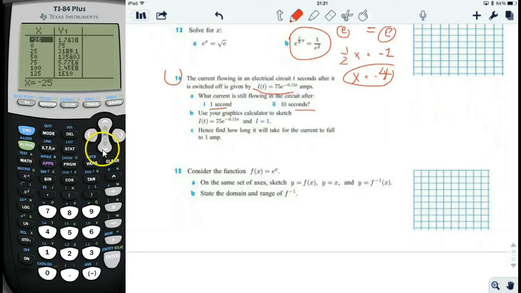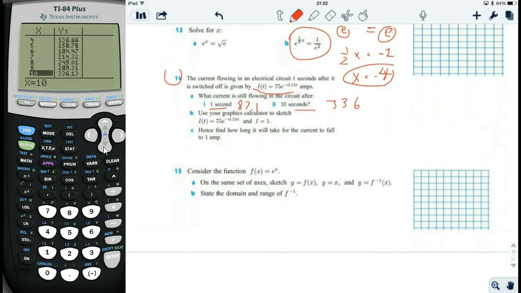Now, you see it says after 1 second, after 10 seconds. My step size is way too big. I need to change the step size to 1. Okay, so now I can see that the initial value is 75. And after 1 second, it's 87.1. And after 10 seconds, it is 336.